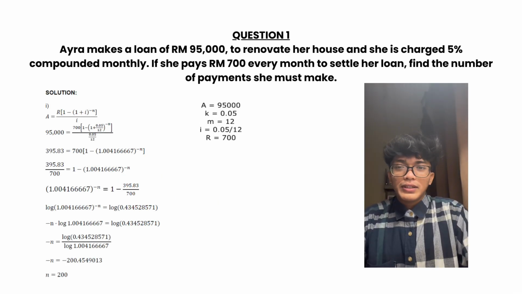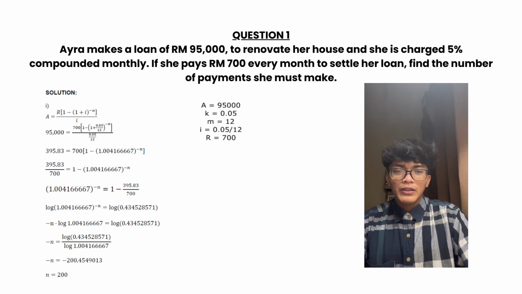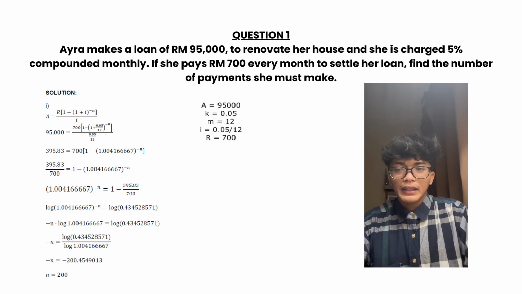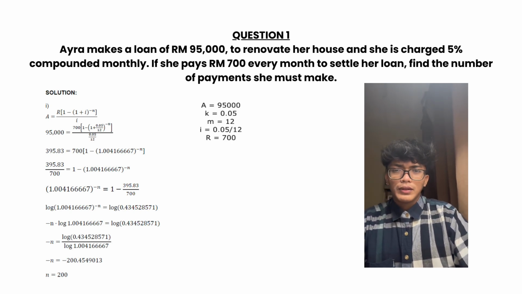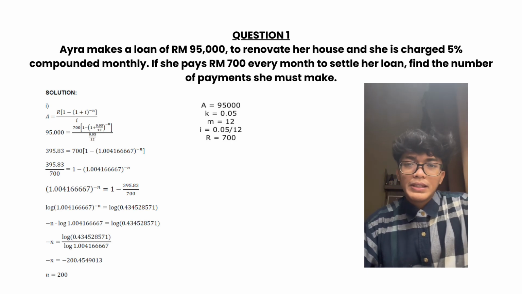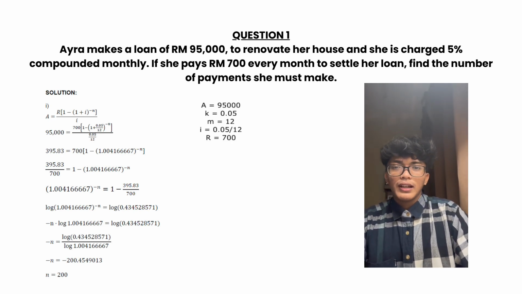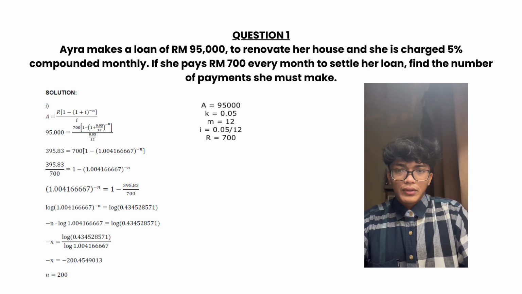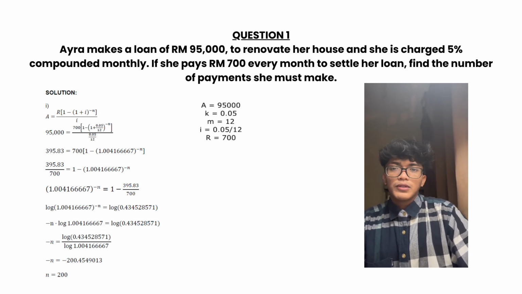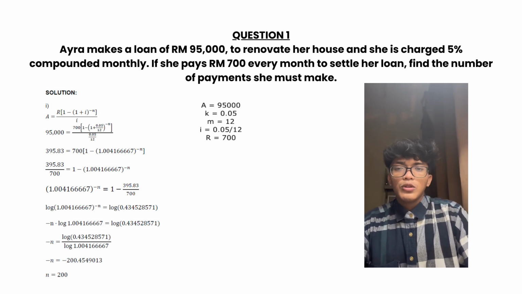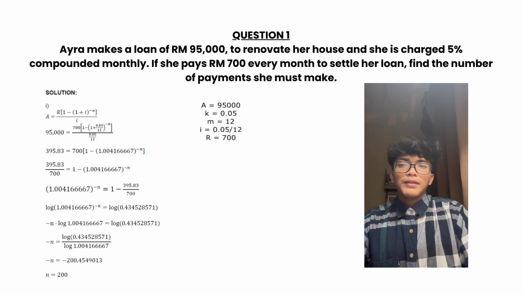This is the first question of annuity. Ira makes a loan of 95,000 to renovate her house, and she is charged 5% compounded monthly. If she pays 700 every month to settle her loan, find the number of payments she must make. Firstly, we need to list the information given. A equals 95,000, k is 0.05, m is 12, i is 0.05 over 12, and R is 700.